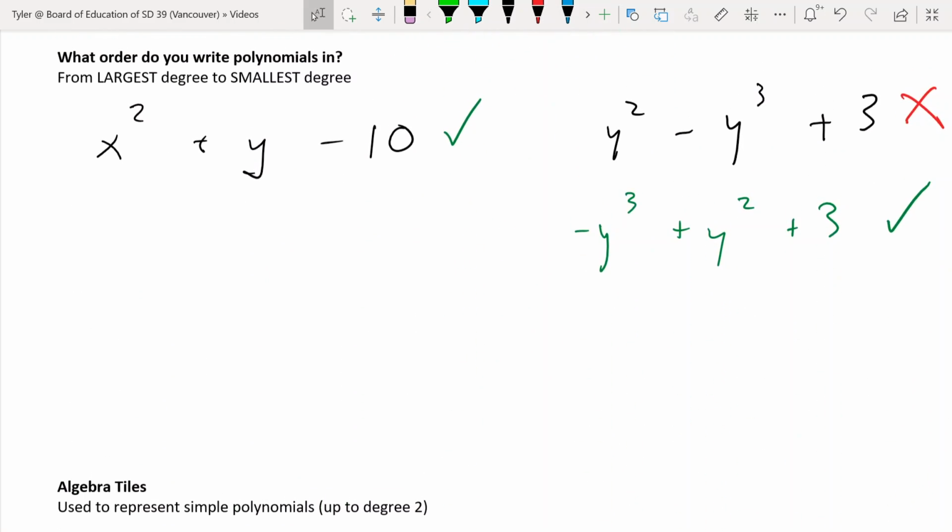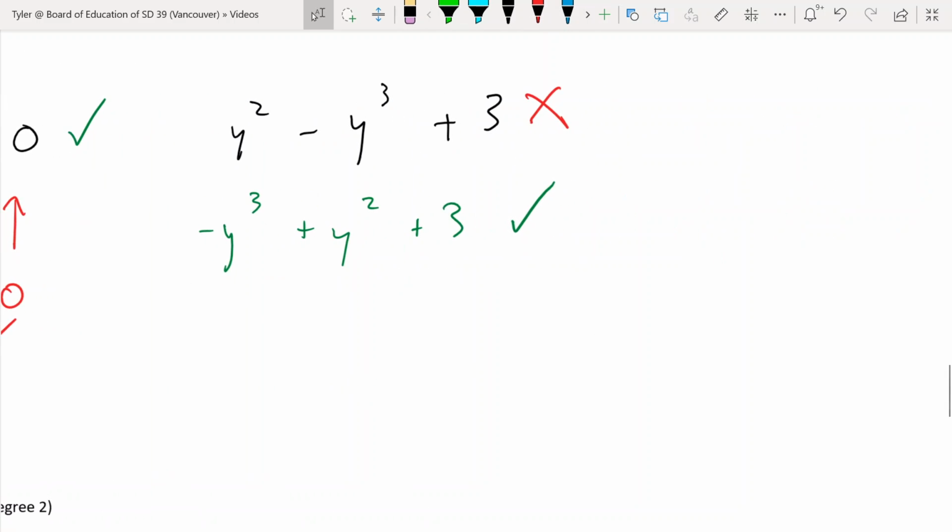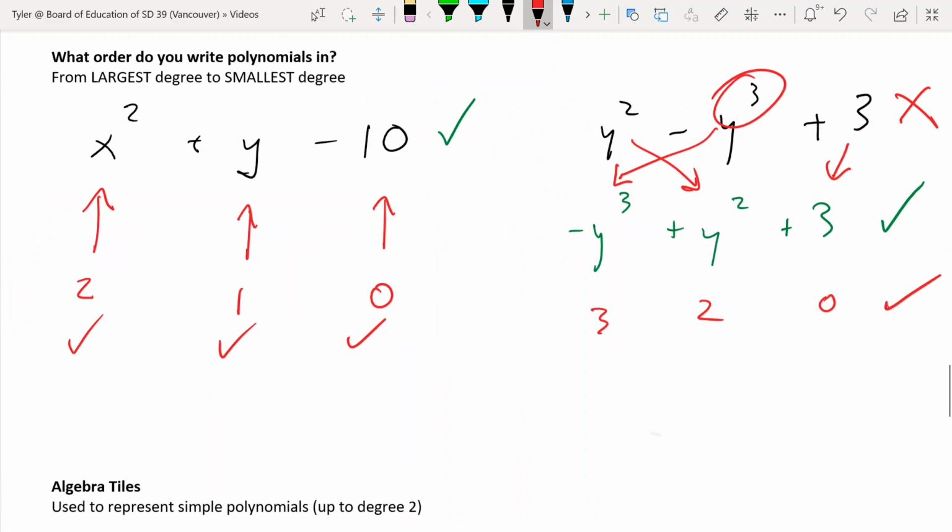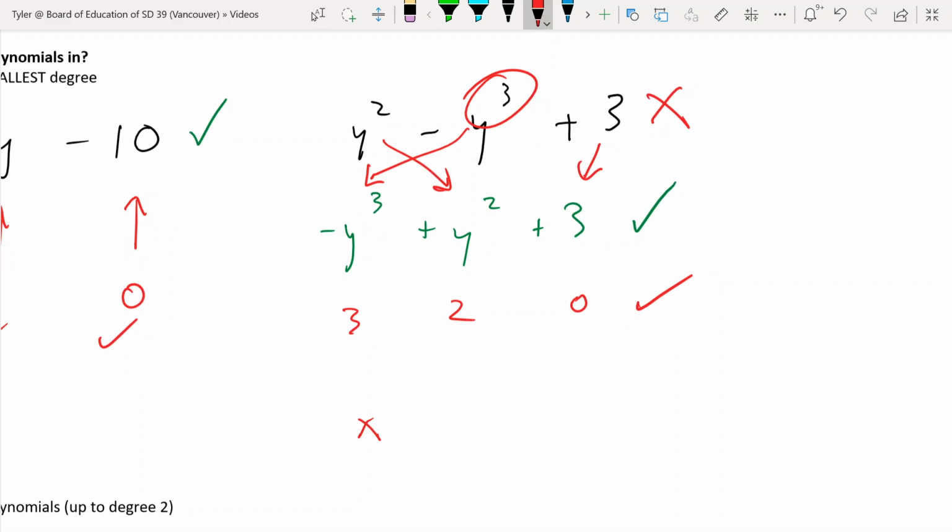The order you write polynomials is important. It goes from biggest to smallest degree. So x squared has a degree 2, y has a degree 1, 10 has a degree 0. So that's the order it goes in. It's correct. This one over here is wrong because we had the cubed in the middle. It should have been first, then squared, then 3. So we have 3, 2, 0. Good. If there's a tie, so if it's like x squared plus y squared plus 3, usually it goes alphabetical order. So we have x with degree 2, y with degree 2, and then 0. That is fine.